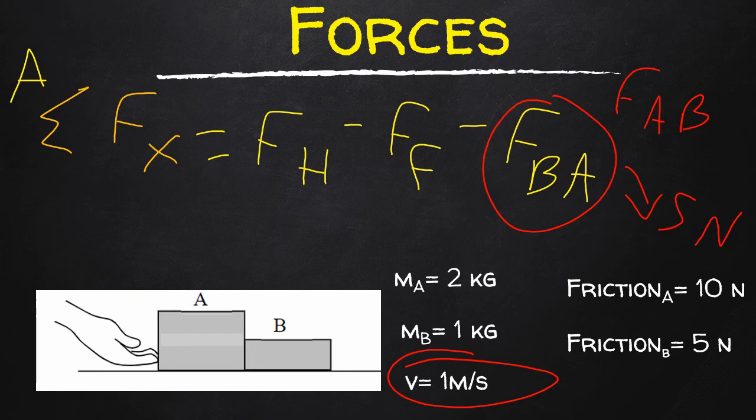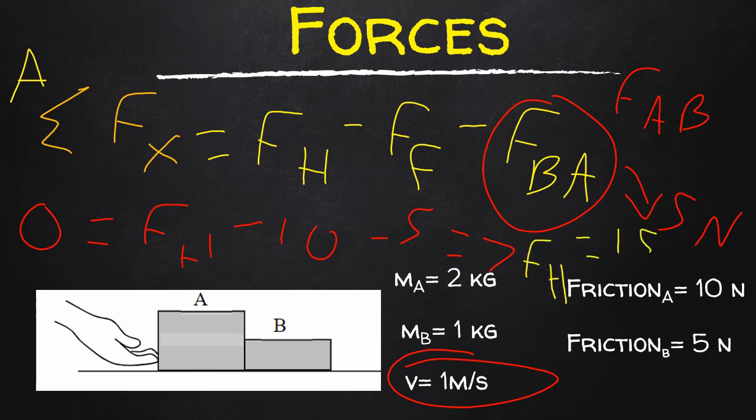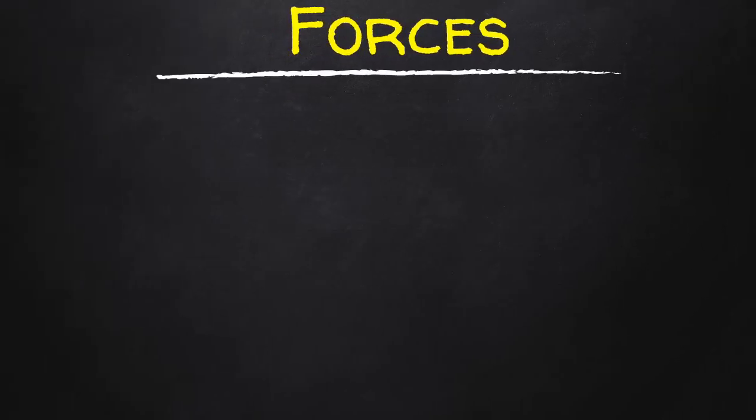So let's plug everything in, and once again, since there's no acceleration, the net force has to be 0. That gives us the force of the hand minus the friction force, which in this case is 10, minus the 5 newtons from the force of B on A, which tells us that the force of the hand has to equal 15 newtons. And it makes sense that that is going to be the highest force, because this hand has to exactly balance and counter the friction forces of both block A and block B, which when combined give you 15 newtons. And that is it for my explanation of free body diagrams and the introduction to forces.